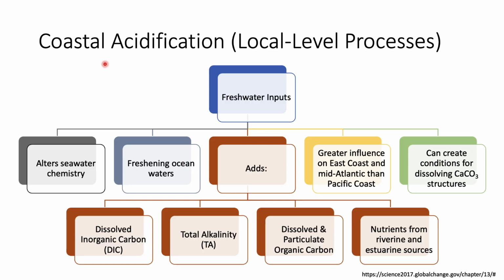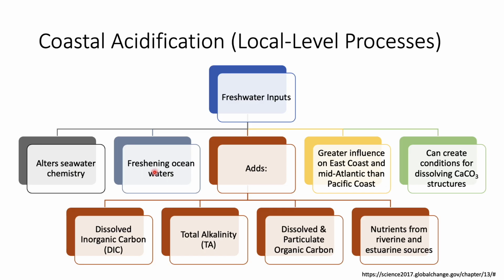In the case of coastal acidification, we talk about the low-level process. In the previous module also we talked about the difference between the deep ocean and the coastal area. So here again we are looking at that. Why does the coastal area have a different pH? That's because of the freshwater inputs. This alters the seawater chemistry because there is a lot of fresh water entering the ocean. That's the reason it changes the seawater chemistry.